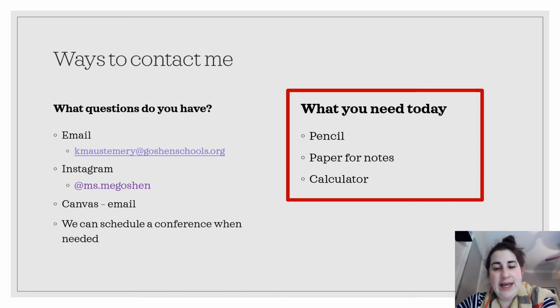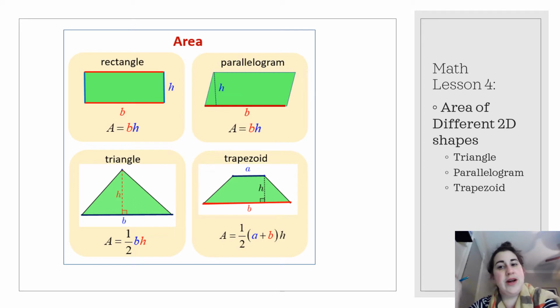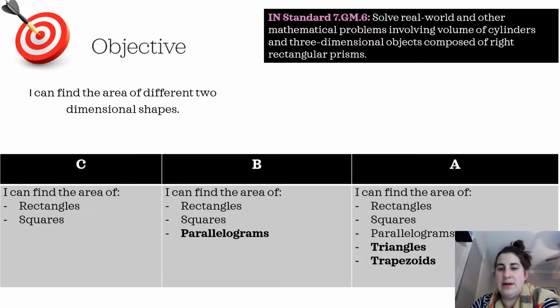All right, what you need today is a pencil, a paper for notes, and a calculator. So we're going to be talking about the area of basic shapes, specifically rectangles, parallelograms, triangles, and trapezoids. To get an A, you should be able to do all of them.